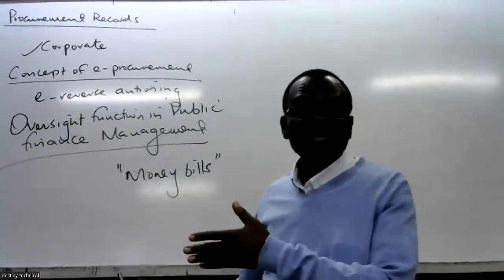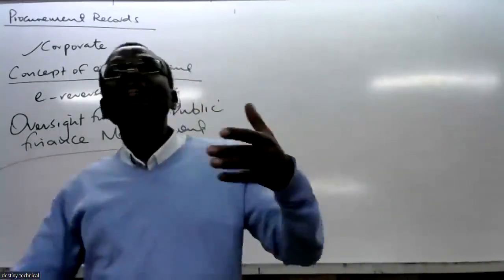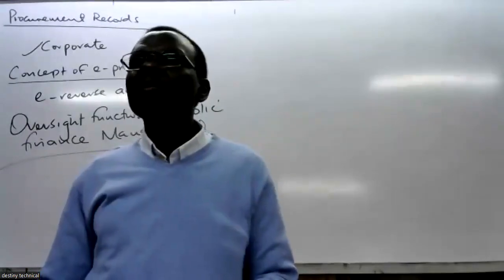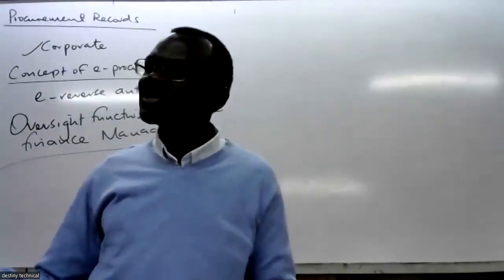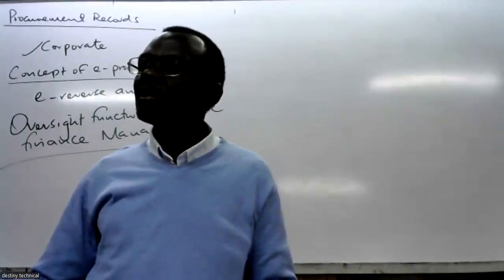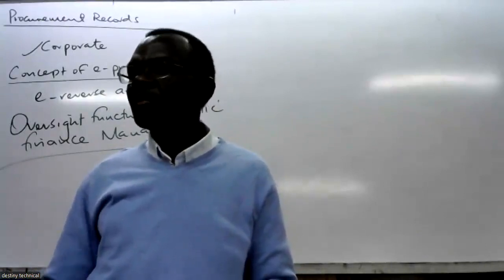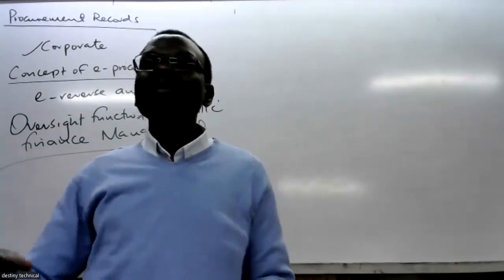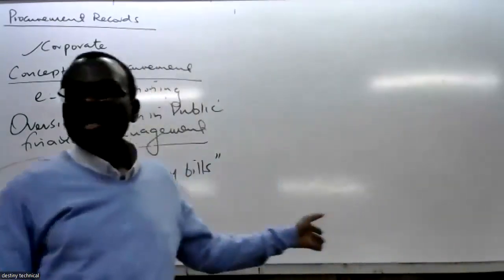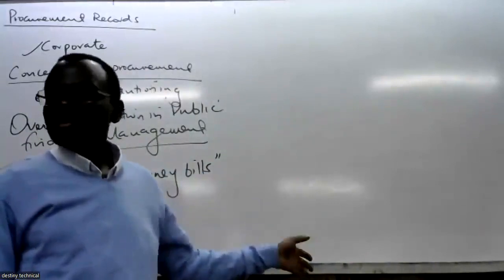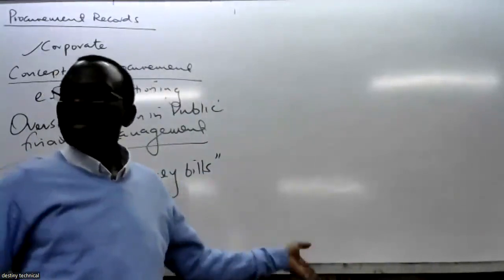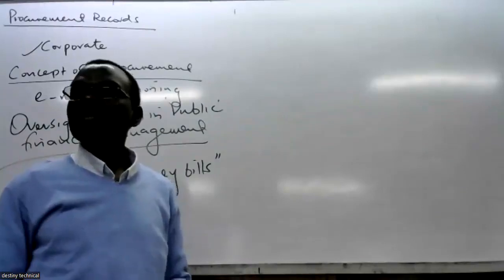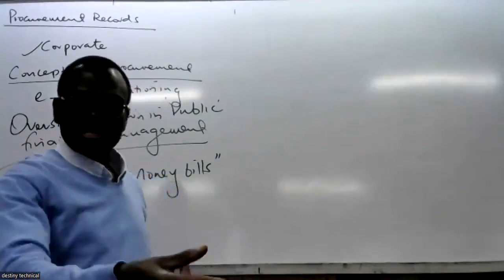These are the so-called money bills, where the funds are going to come from. They made some suggestions. I can't remember the details, but they made some changes. So these are revenue raising measures. Where is the money going to come from? We're going to increase this tax.